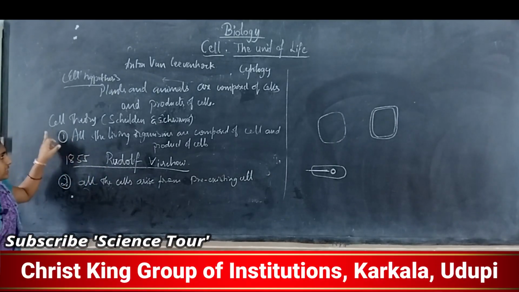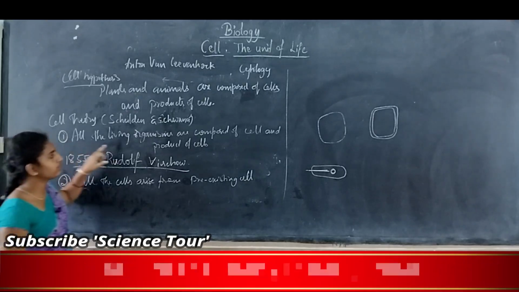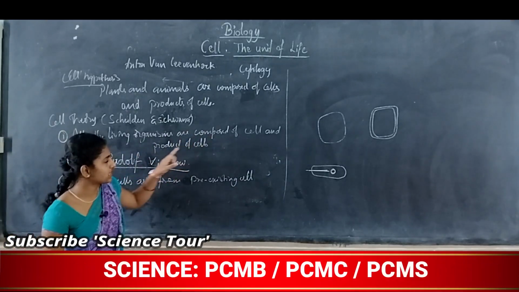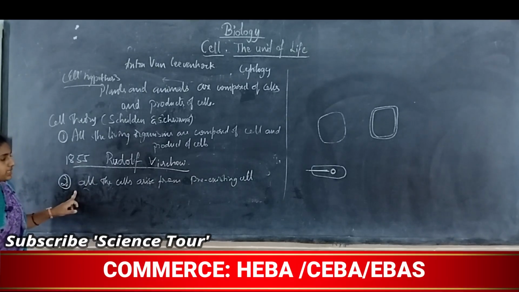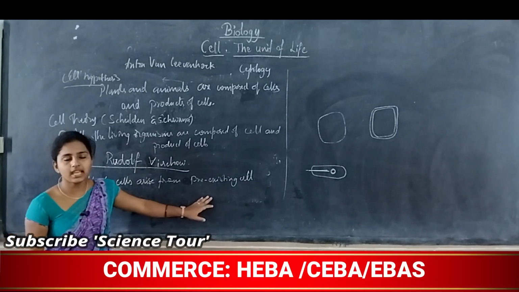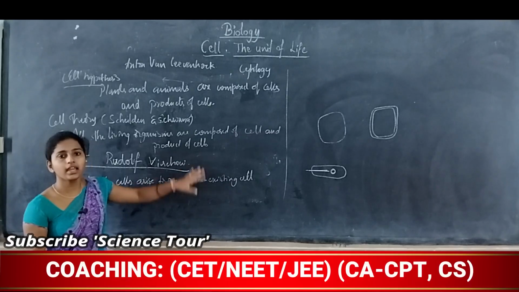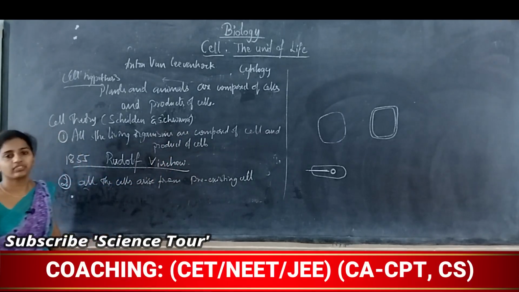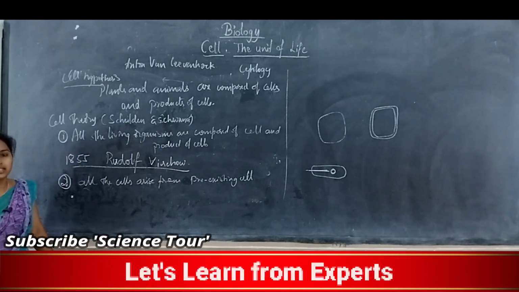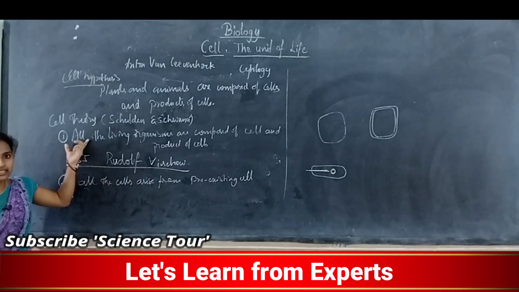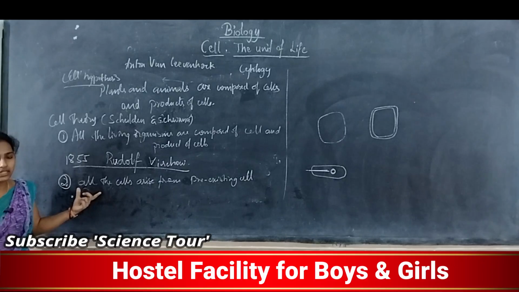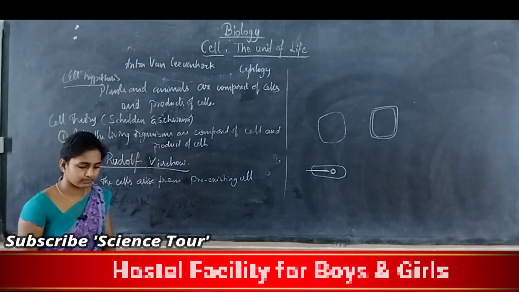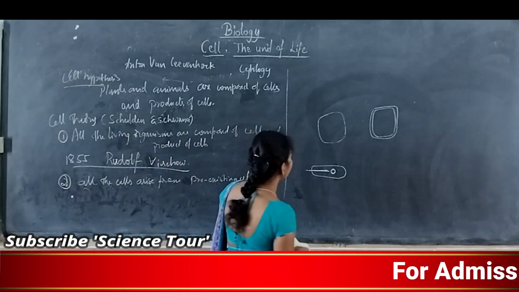So the cell theory includes that all the living organisms are composed of cells and products of cells, and all the cells arise from pre-existing cells. These are the two important points of the cell theory, very important, asked in your examination. Next we'll move to the cell.